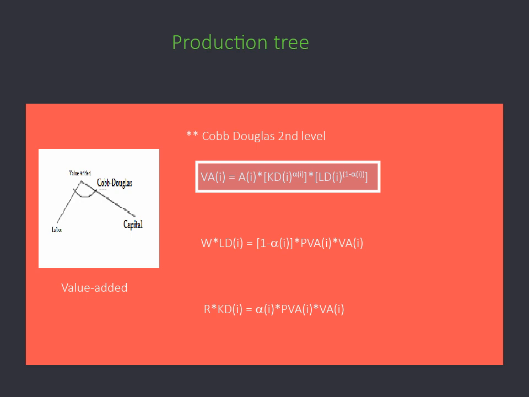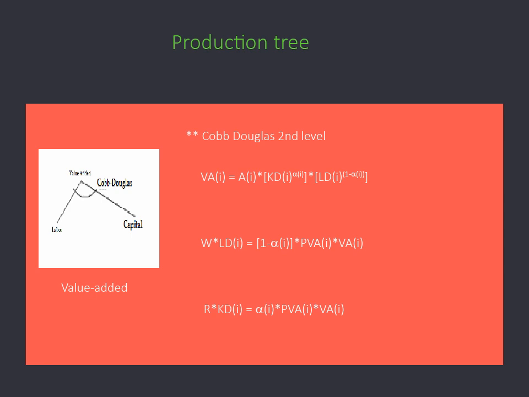So we have a Cobb-Douglas relation between demand for capital and demand for labor on one side and value added on the other side. And so you know that if we minimize the cost of these primary factors in order to get a certain level of value added, we obtain two relations which express the fact that the share of each primary factor in the total value added is constant.